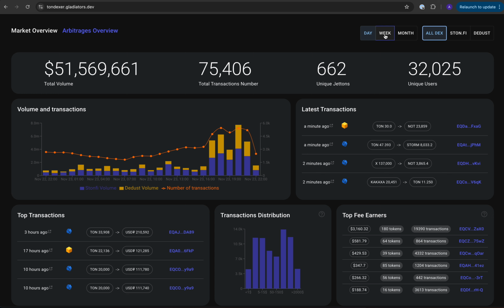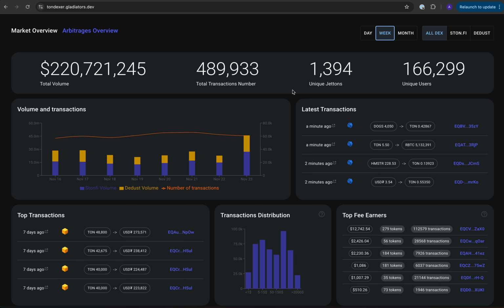Let's change the filter to the week period. Now we can see the values history grouped by date. Again, for example, yesterday there were almost $15 million in swaps on StonFi versus almost $8 million on DeDust. Two days ago it was 17 versus 10. Next it's 14 versus 8, and so on.